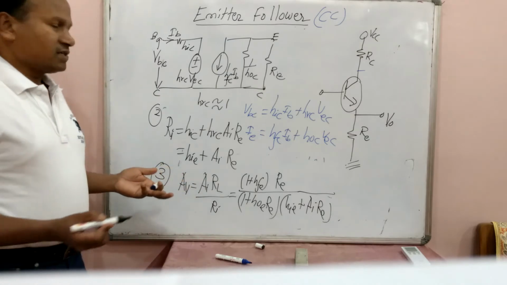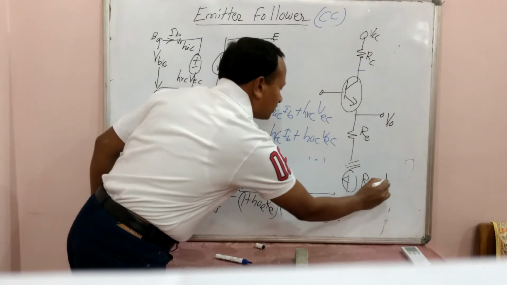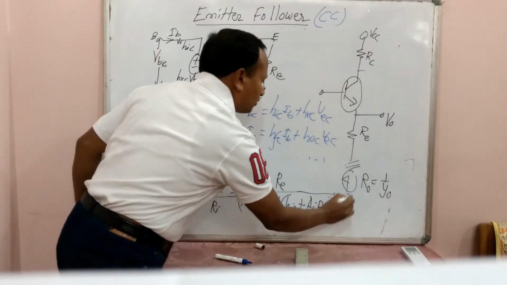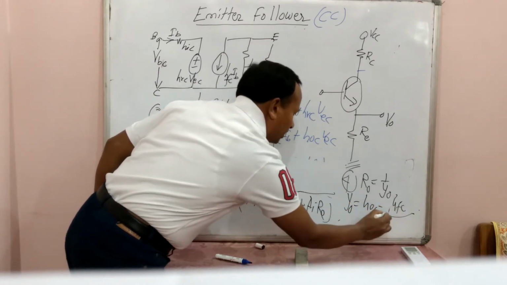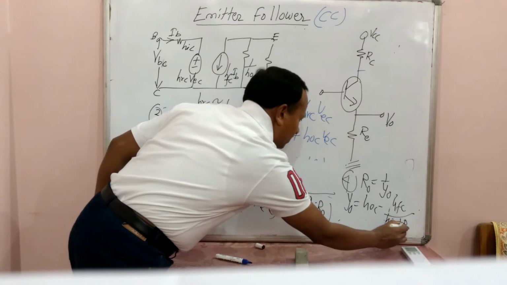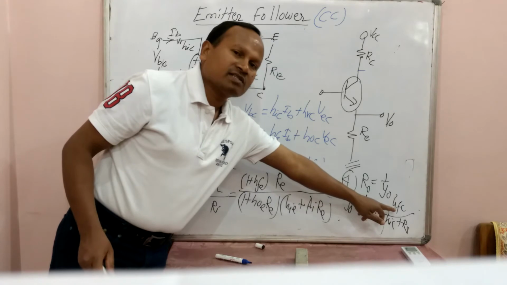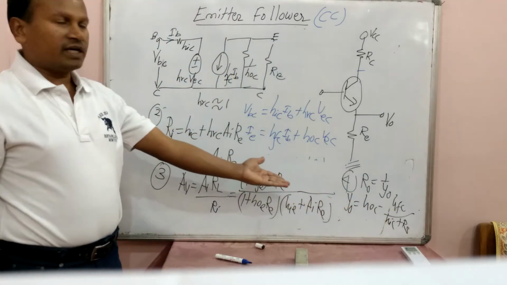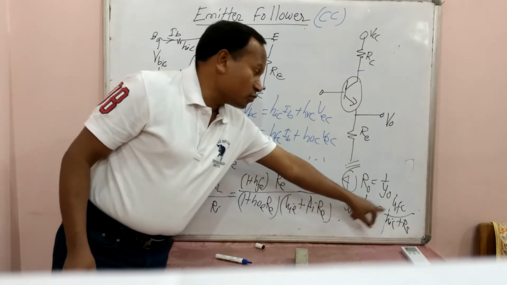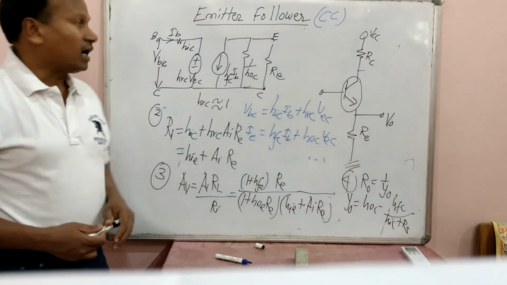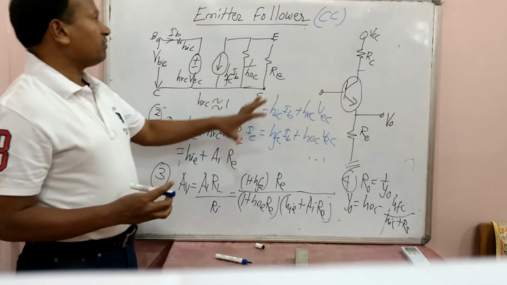And RO is determined by 1 upon YO. Fourth one, RO is 1 by YO. And what is YO? YO is HOC minus HFC divided by HIC plus RS. And we know that HOC equal to HOE, which is HFC minus of 1 plus HFE. So if you want to write in common emitter terms, YO is equal to HOE plus 1 plus HFE divided by HIE plus RS. So this completes analysis of common collector amplifier in terms of common emitter hybrid parameters.